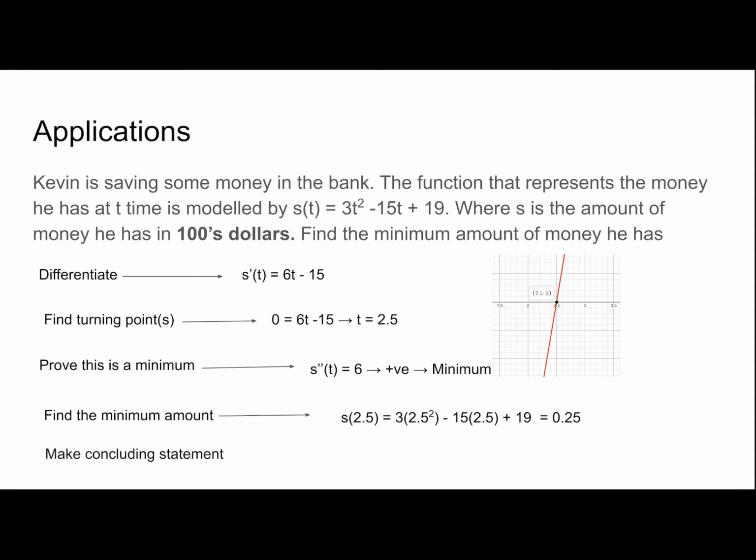If you make a concluding statement here, we can say Kevin has 0.25 times 100 equals $25 as the minimum. And I have a little parabola to prove this. The minimum occurs at x equals 2.5, and y equals 0.25.